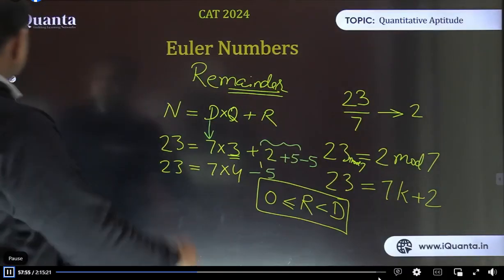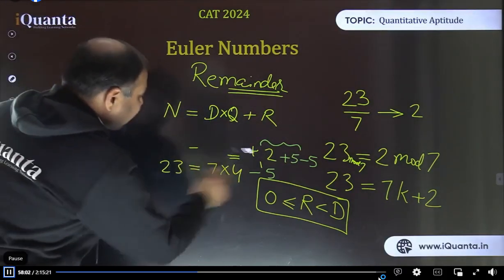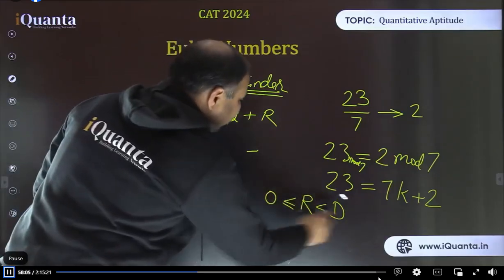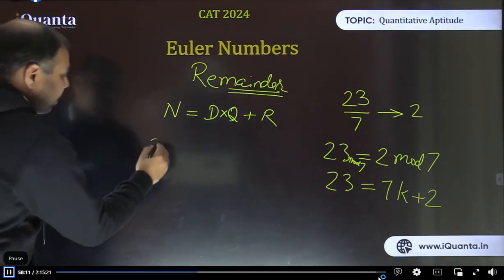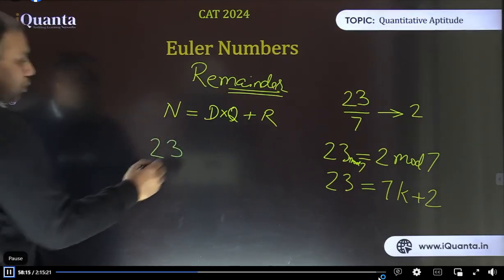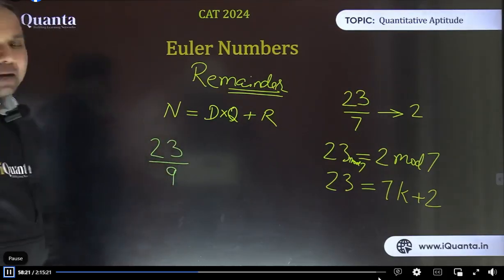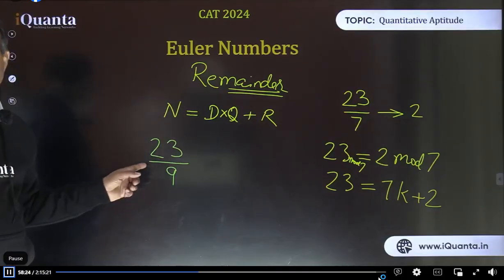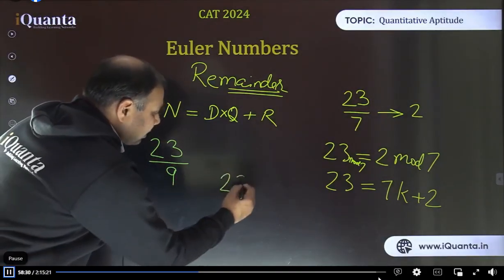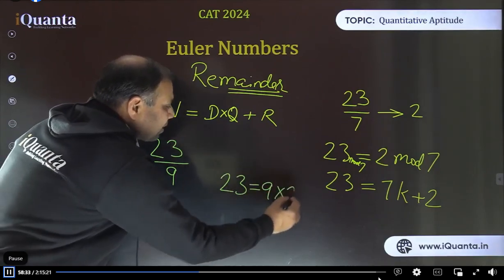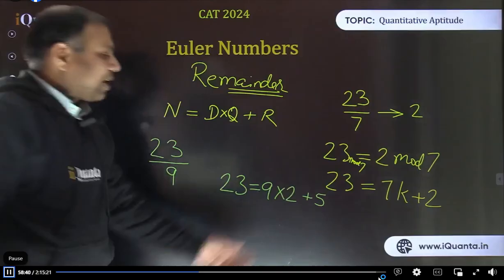Let's take one more example. Let me erase this. I'm taking another example now. Let's keep the same number 23. 23 is my number and I want to divide it by, suppose, 9. Now tell me, how many groups of 9 can be formed from here? 2 groups, right? 9 times 2 is 18. So I can write 23 as 9 times 2 plus what is remaining, which is 5. That's it, 5 is the remainder.